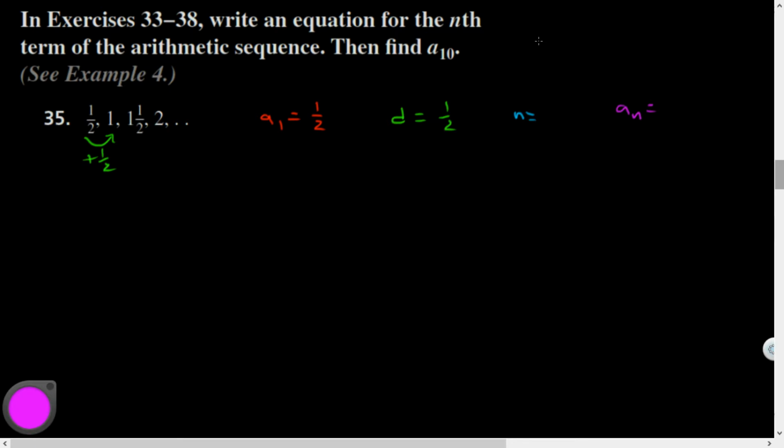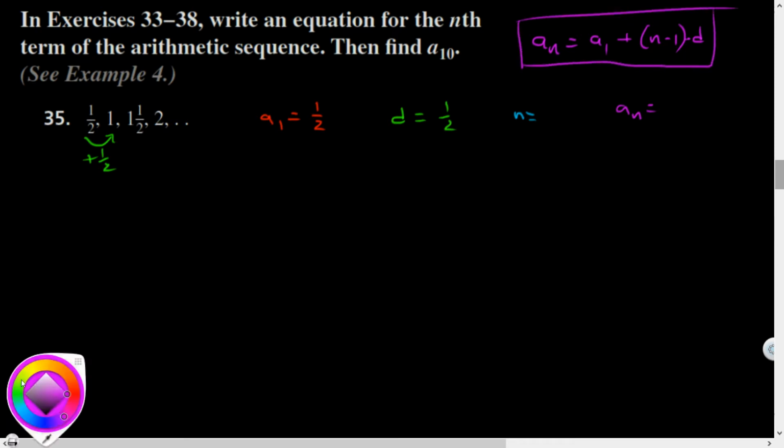Now, all of these are related to a formula that we had, where if I start at my first term, I can repeatedly add 1 less than the term I'm looking for, multiplied by the common difference, okay? So the number of times I add 1/2 will be 1 less than the term I'm looking for, is the idea. So having this little formula memorized will be helpful for tomorrow.